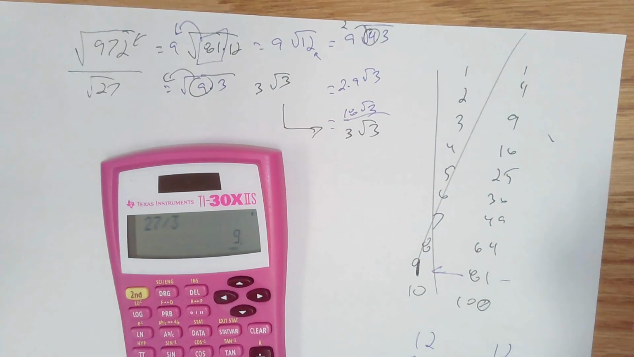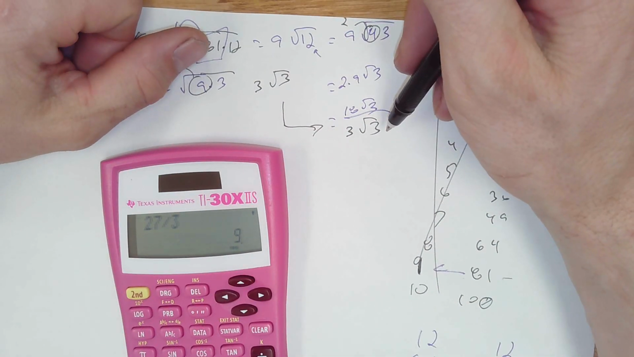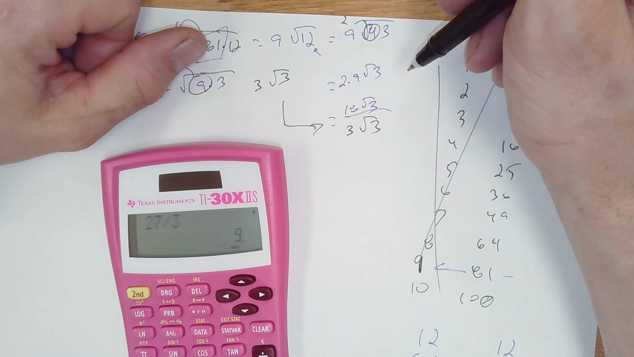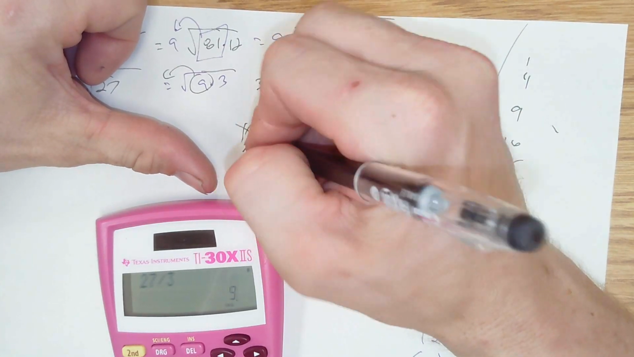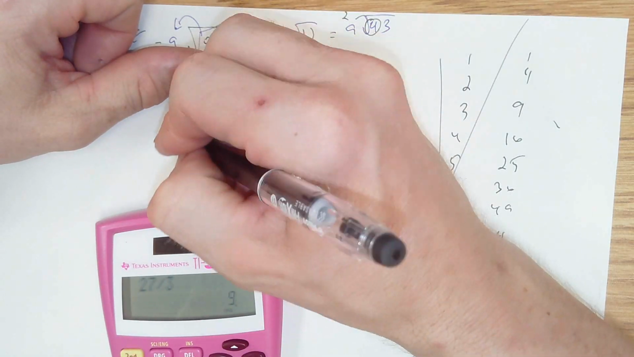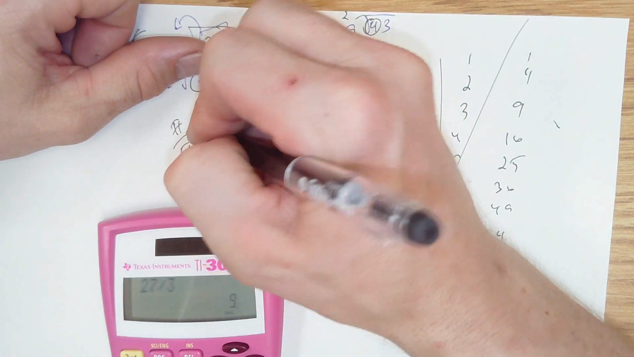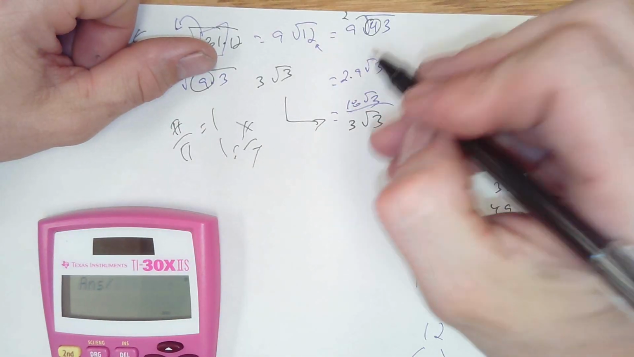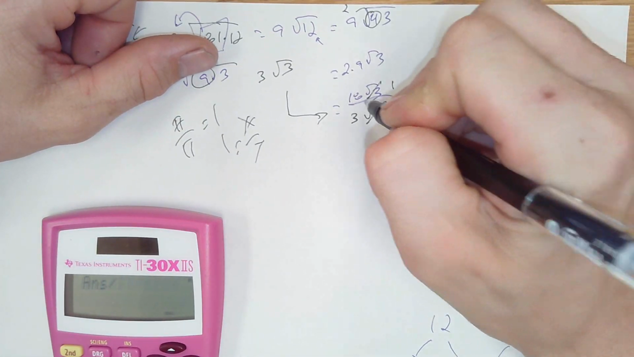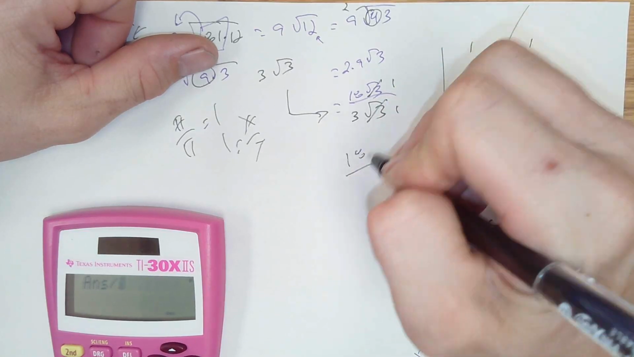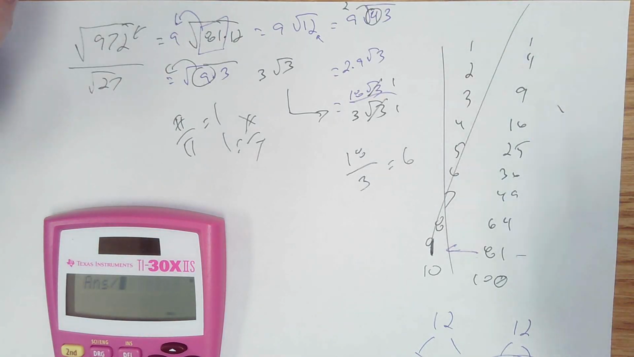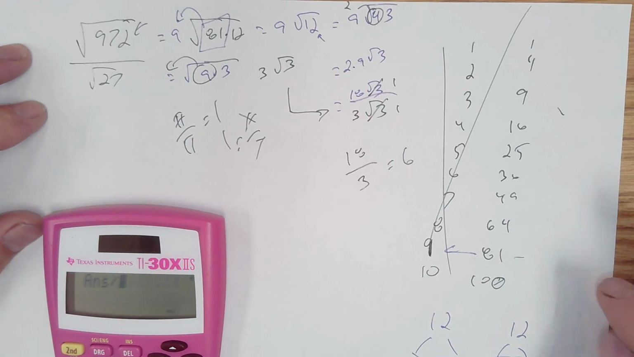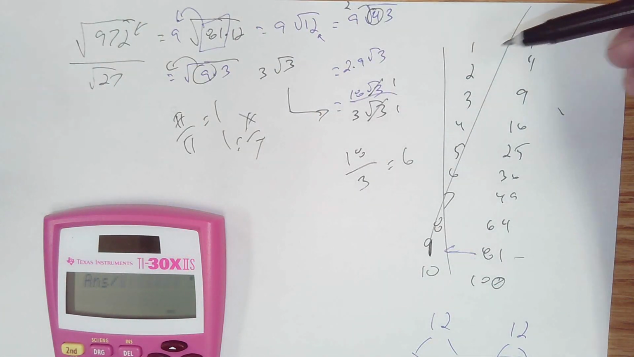So now here, if I have a square root of 3 divided by square root of 3, if I have something divided by that same something, like x divided by x, it equals 1. If I have pi divided by pi, it equals 1, right? So this square root of 3 divided by square root of 3 cancels out to a 1. So 1 times 18 is 18. 3 times 1 is 3. 18 divided by 3 is 6, right? So here you can see how it all goes together.